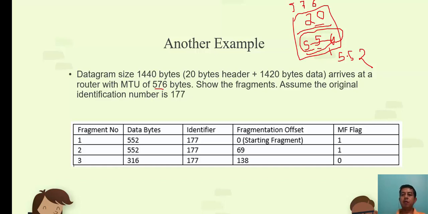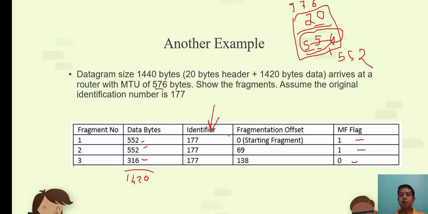So if I can insert 552 bytes in one fragment, how many total fragments are required? There are total 1420 bytes of data. So I require 3 fragments: 552 bytes in one fragment, 552 bytes in another, and the remaining 316 bytes in the final fragment. These 3 together give 1420 bytes. Each fragment contains 552 bytes except the last fragment, which contains the remaining bytes. The identifier would be the same for all the fragments. MF flag is set to 1 for the first fragment, 1 for the second, and 0 for the last.